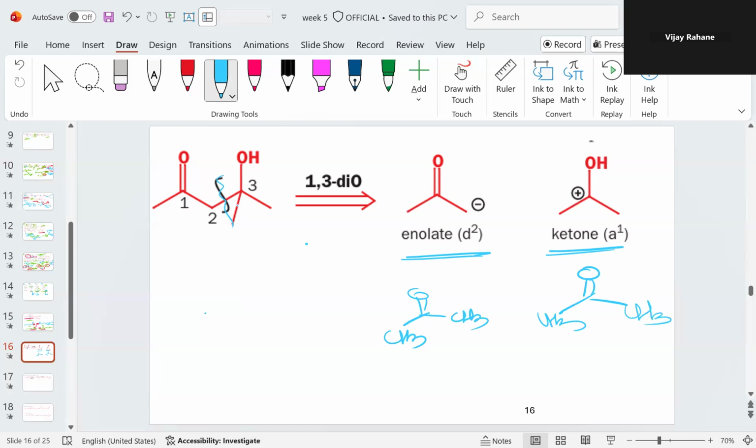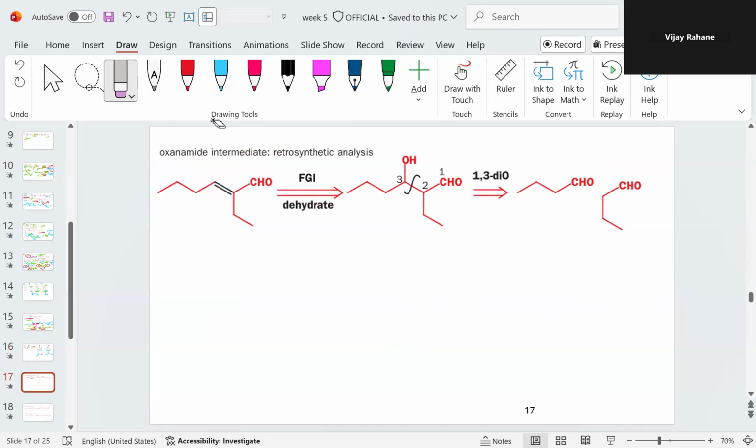So in place of base, one of the molecules can form the enolate, which further attacks the second molecule. Okay, this is another example.